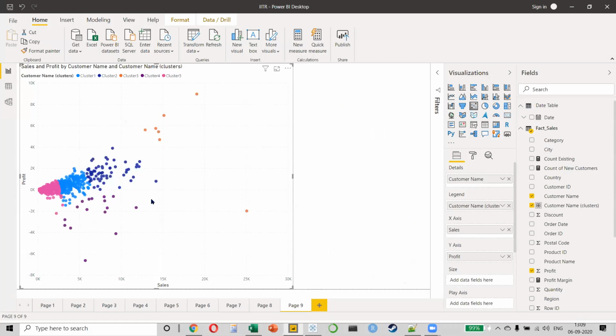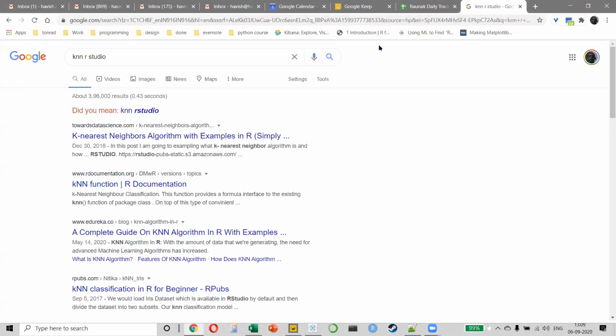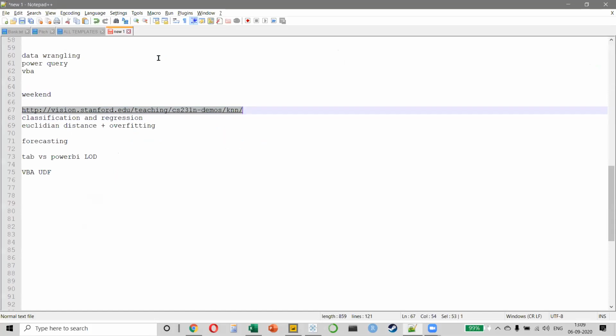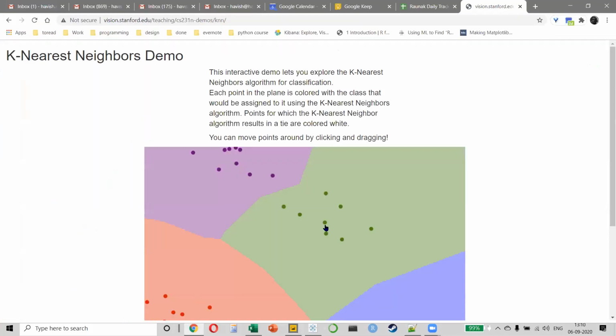Now you must wonder, but how is it possible that if Tableau and Power BI are basically using the same model, then how is it possible that the results are just 1% different? The reason is that even in KNN clusters, there are a lot of things that you can customize on your own. For example, let's look at this.